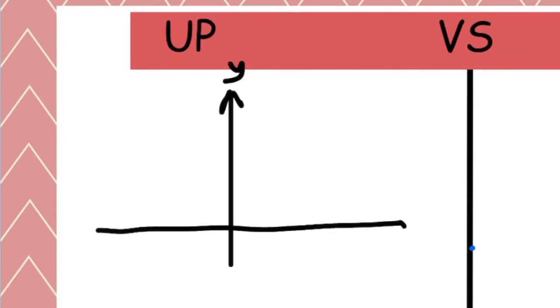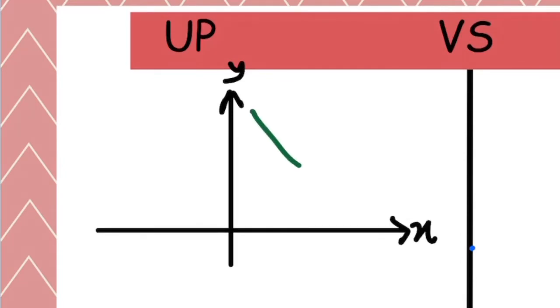So first, let me graph the x and also the y-axis. Okay, so how does the graph of opening up look like? I will just draw a random parabola graph like this. This is the graph of opening up.